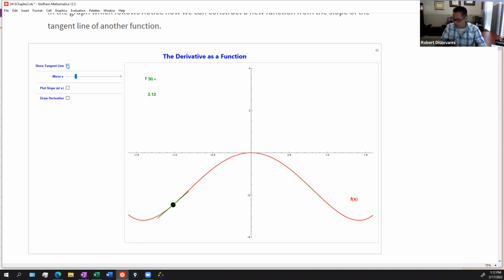Now I want to draw on top of that. There's that one, right? There's that line. Now let me move that point somewhere else. I'm going to move that point over. Let's put it right there. Okay.